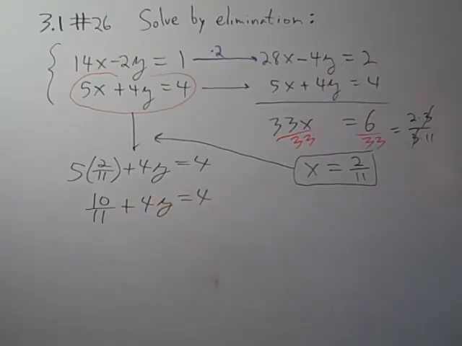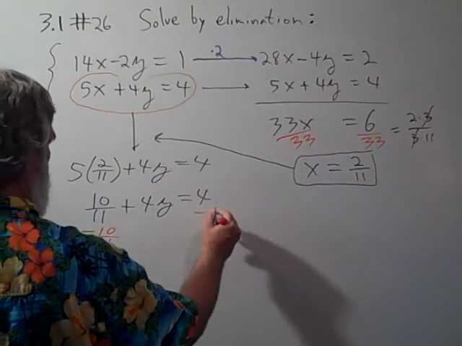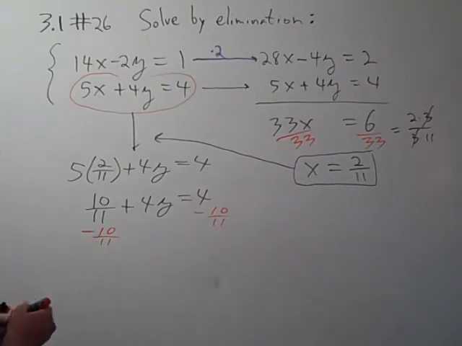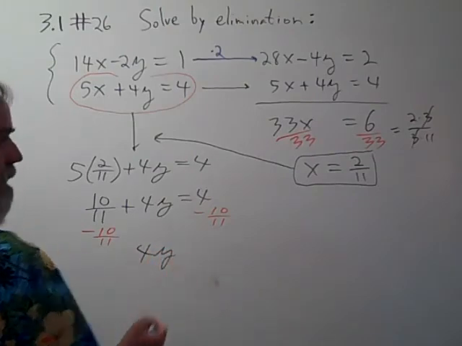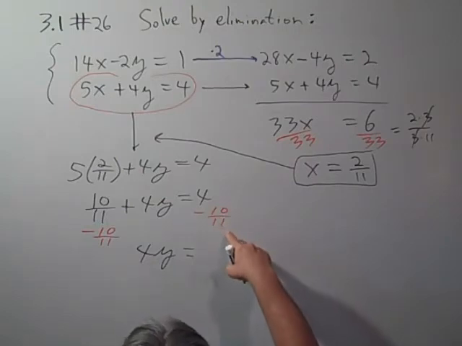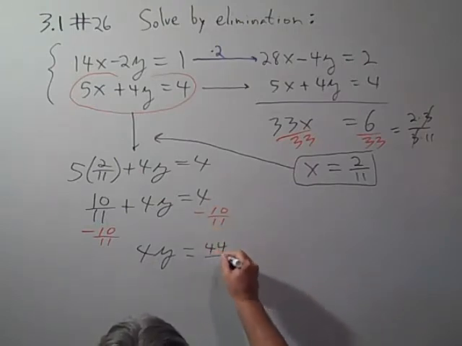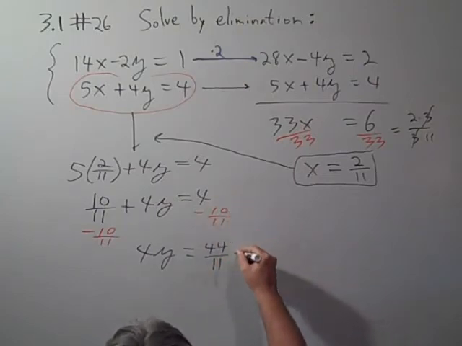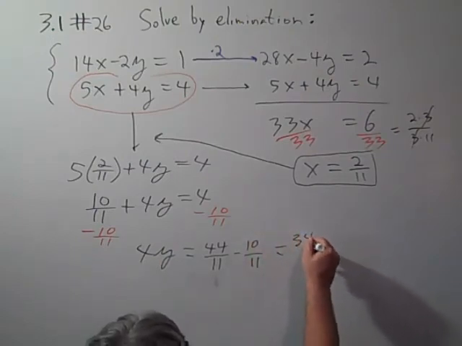We could multiply both sides times 11 to get rid of the fraction there, or we could just deal with it directly. I think I'll just deal with this one directly. Just take 10 11ths away from both sides, and you have 4 times y is equal to 4 minus 10 11ths. Now, 4 times 11 is 44, so 44 11ths is just 4, minus the 10 11ths we're subtracting from it. 44 minus 10 is 34.